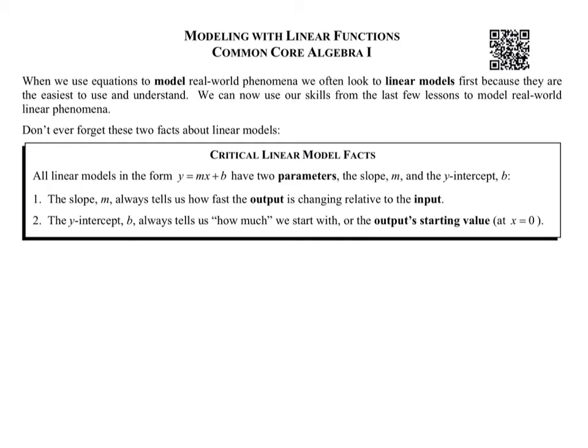All right, so when we use equations to model real-world problems, we often look to linear models first because they are the easiest to use and understand. So all linear models are in the form of y equals mx plus b. They have two parameters, the slope m and the y-intercept b. The slope always tells us how fast the output is changing relative to the input, and the y-intercept b always tells us how much we start with.